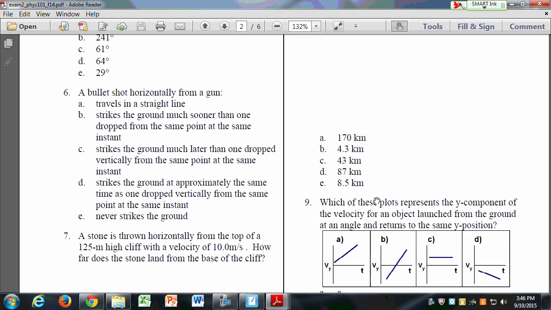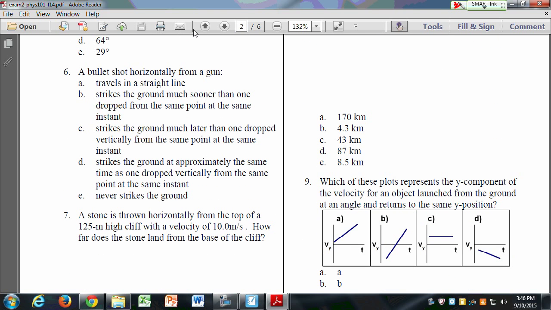How do I work these? A bullet shot horizontally from a gun. Which of those is it? It's talking about two different bullets here. I have one that I just drop and it goes down, and then another that I shoot. And I want to know, what do they do? Does one of them strike the ground first?